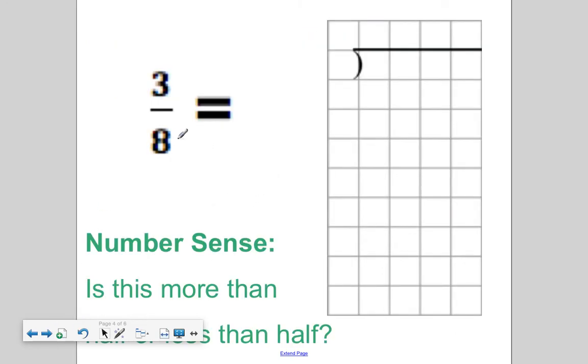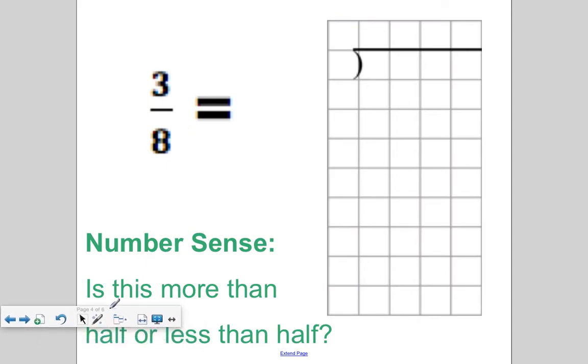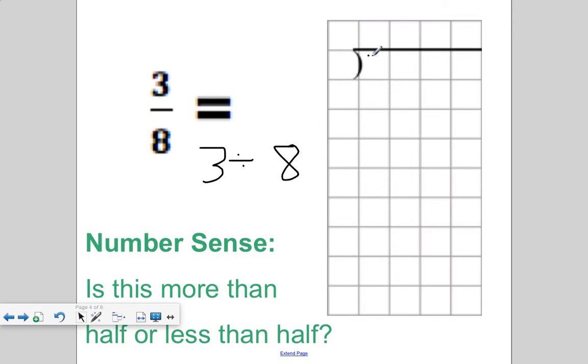Next one, 3/8. Is this number going to be more than half or less than half? Well, what's half of 8? The whole is 8, so half of it is 4. So this is going to be less than half. Can this go into a multiple of 10? No, it cannot. So we're going to have to divide this. So 3/8 is the same as saying 3 divided by 8. So I have 3, I'm dividing it into 8 groups.